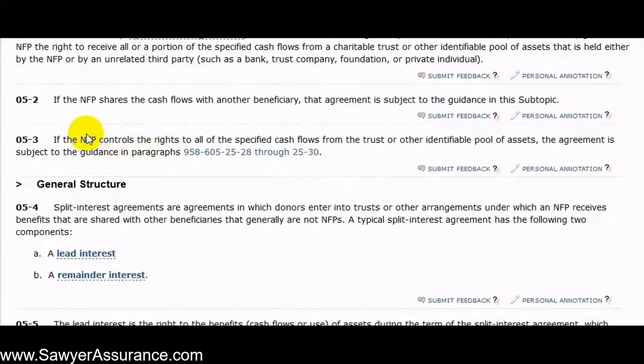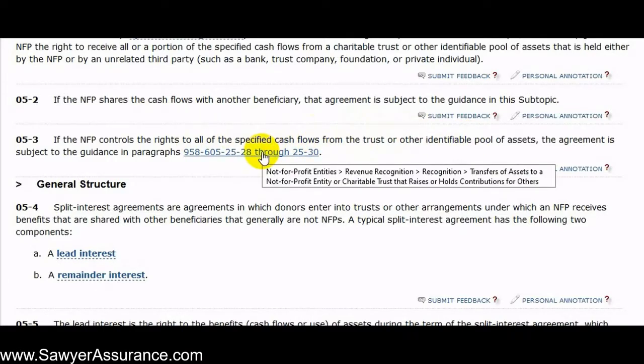And so if the not-for-profit controls the rights to all of the specified cash flows from the trust or other identifiable pool of assets, then the agreement is subject to the guidance in paragraphs 958-605. And that's because in that case, it would not be a split interest agreement, because we're not splitting the interest with anyone. We have control of the rights to all of the specified cash flows. And so if there's a situation like that where we control the rights to all of the cash flows in a trust, then we would go to these subtopics, which relate to transfers of assets to a not-for-profit entity or charitable trust that raises or holds contributions for others.